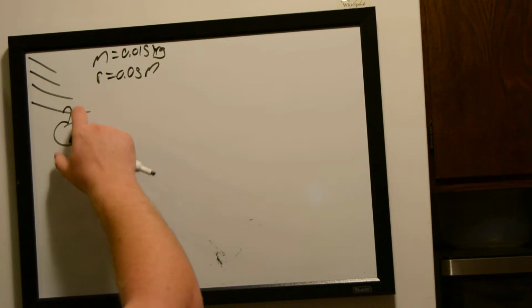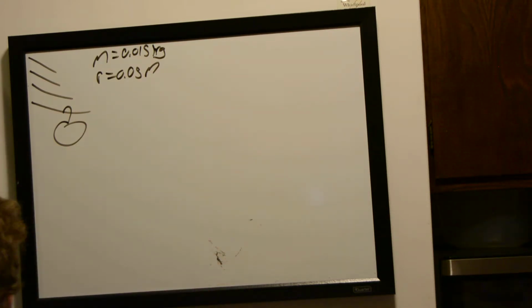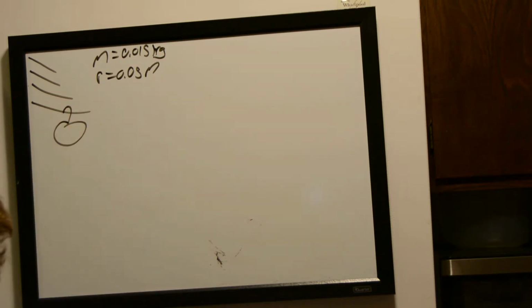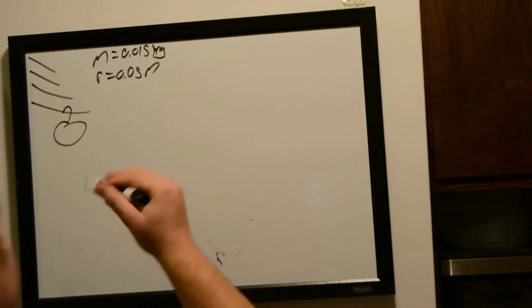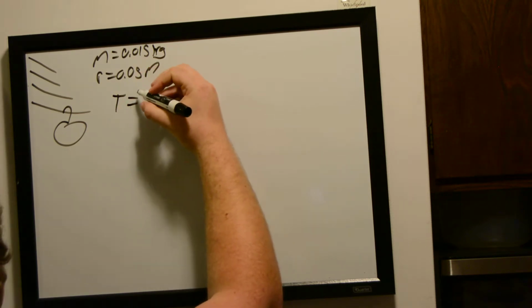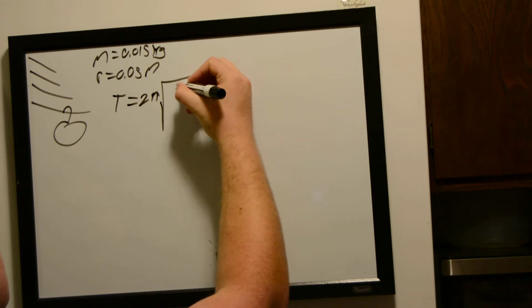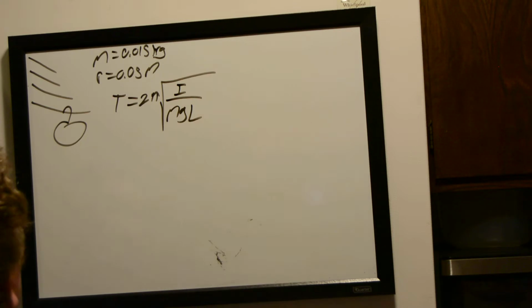And if we pivot this, just pull it back and let it go, it'll act as a physical pendulum as it swings back and forth along the branch. And the friction between the hook and the branch is negligible for the purposes of this problem, and we're asked to find the period. So for a physical pendulum, the period is given by 2 pi times the square root of the moment of inertia over mass times gravity times length.